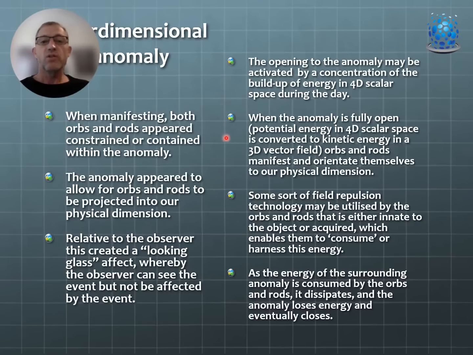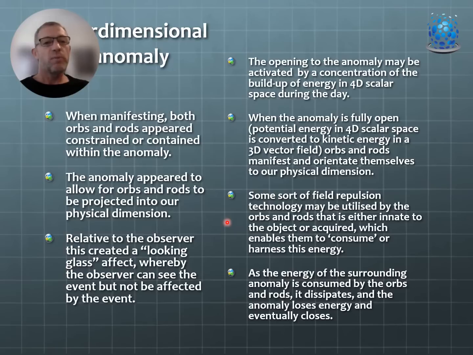So when the anomaly is fully open, you've got this potential energy in 4D scale of space converted to kinetic energy in a 3D vector field, which allows these orbs and rods to orientate themselves when they manifest in our physical dimension. So we suggest, and I'll talk about this shortly, that there's some sort of field repulsion technology utilised or harnessed by the orbs and rods. Now that's either innate to the object or it's acquired, which then enables them to consume or harness this energy.